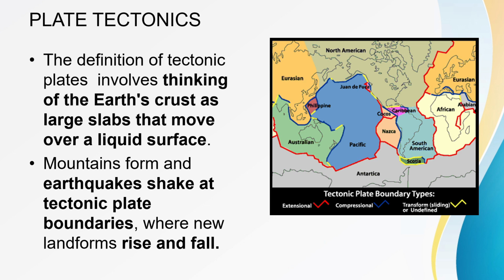The second point I want to share today is how mountains form and earthquakes shake at tectonic plate boundaries. If you look at that map where each plate meets another plate, where the red line, the blue line and the yellow line are, that's where a lot of earthquakes happen. The plates move against each other, so one is pushing and one is pulling, and that's why a lot of those movements cause earthquakes.